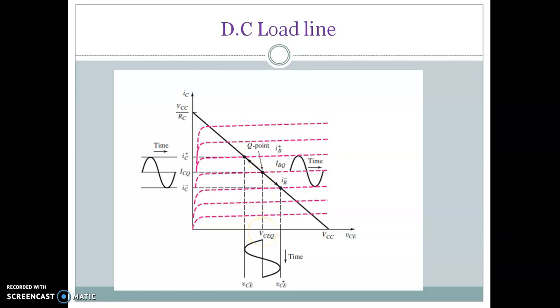So whenever any input signal is given from your AC excitation sources, that input signal is going to vary from this mean value. So IBQ will be your reference line. Over that, for a positive cycle change in your input signal, IBQ is going to rise up slightly, and then in the negative cycle it is going to drop. So this variation produces your ICQ variation and your output voltage variations.